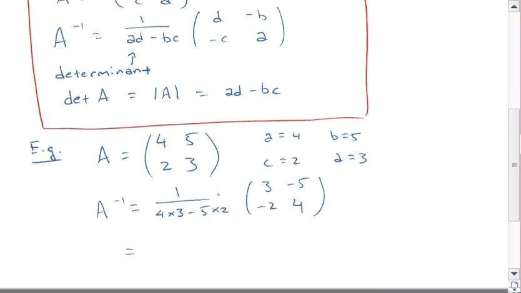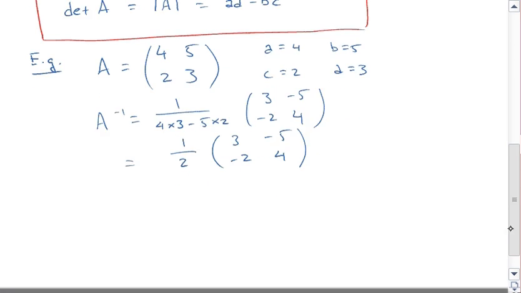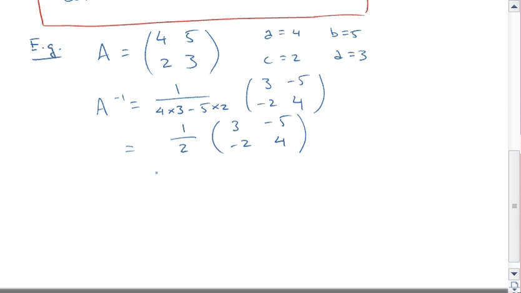So let's simplify this number at the front. That's 12 minus 10. So 1 over 12 minus 10 is 1/2 times 3, negative 5, negative 2, 4. Okay. So I can write this even more simply by multiplying the scalar by the matrix. So this becomes 3 divided by 2, negative 5 divided by 2, negative 2 divided by 2 is negative 1, and 4 divided by 2 is 2.